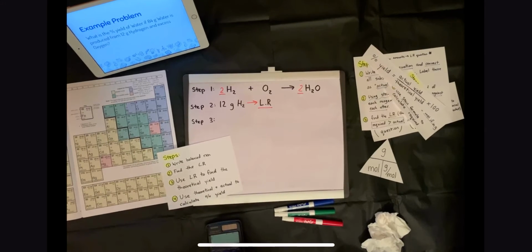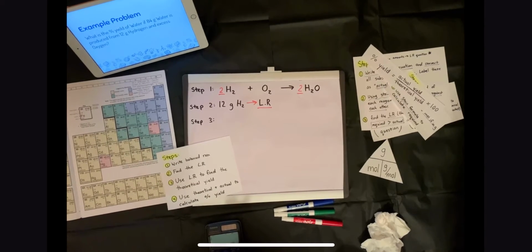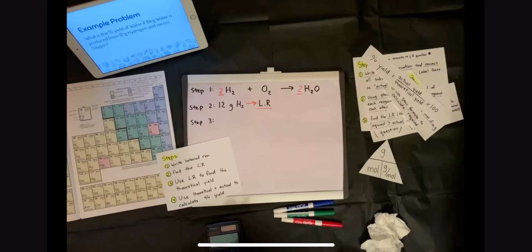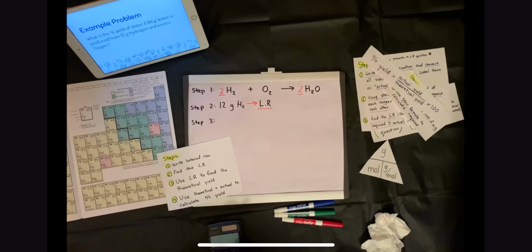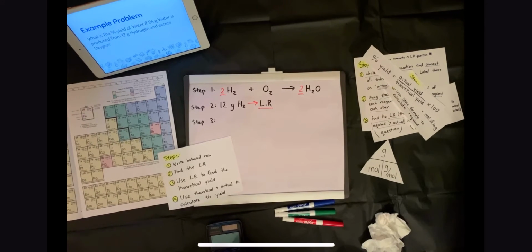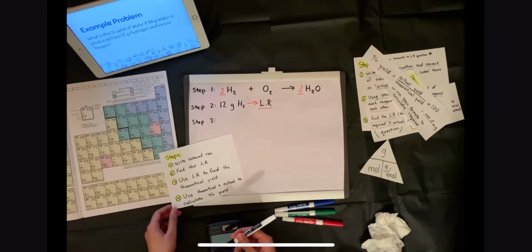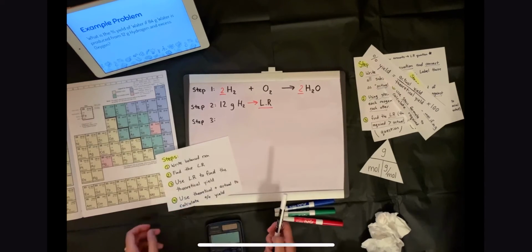This example problem is asking us, what is the percent yield of water if 84 grams of water is produced from 12 grams of hydrogen and excess oxygen? So let's see the steps for a percent yield problem.